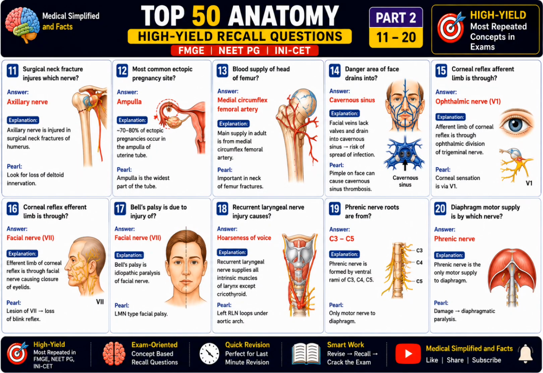Question 13. What is the blood supply of the head of femur? Answer: the medial circumflex femoral artery. It's the main supply in adults, critical to remember in neck of femur fractures.